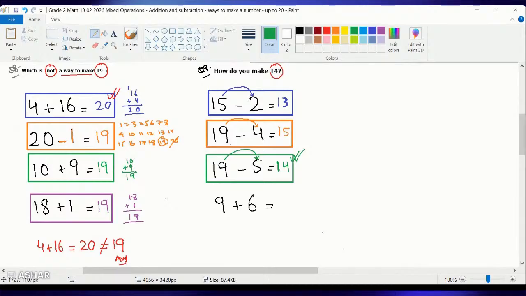What is 9 plus 6? Let's confirm. We have 9. 1, 2, 3, 4, 5, 6, 7, 8, 9, plus 6: 10, 11, 12, 13, 14, 15. So the final answer comes out to be 19 minus 5 would be equal to 14. And that is our answer.